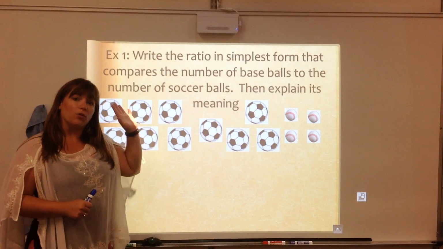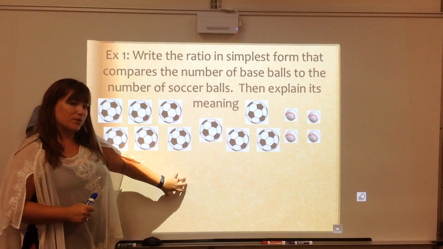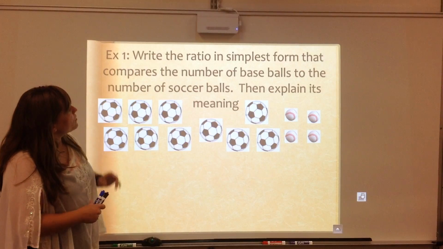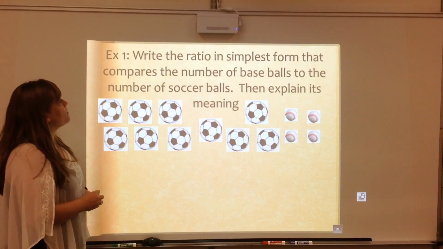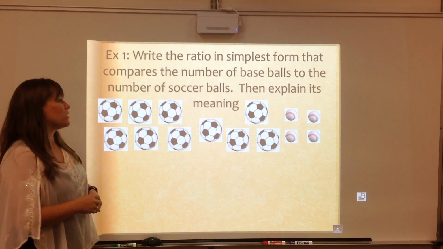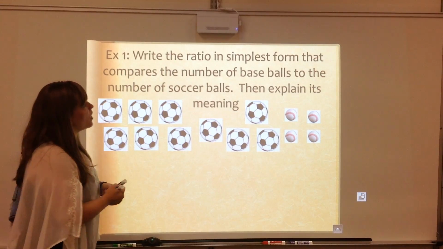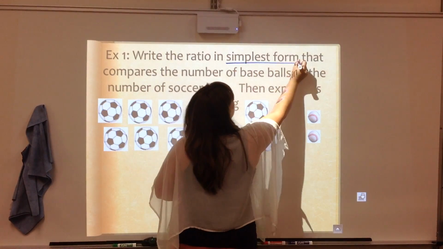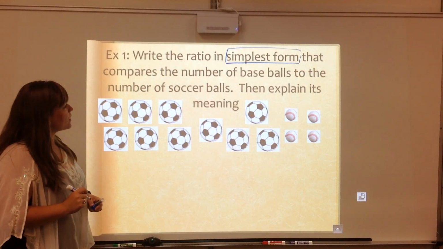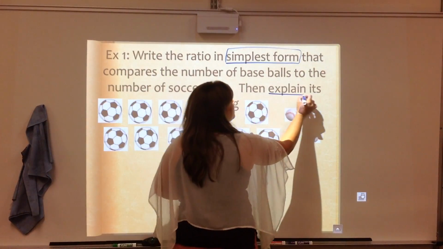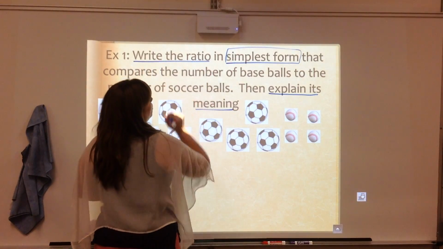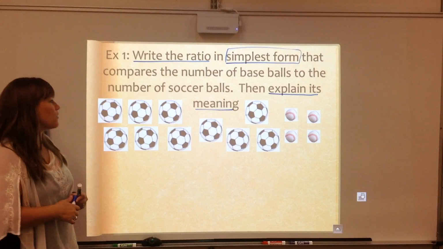So example 1, you don't have to write all this down. Anything I write underneath here, you can write along the right-hand side. Write the ratio in simplest form that compares the number of baseballs to the number of soccer balls, then explain its meaning. So let's mark up. This is important to note. Simplest form. We'll talk about that in a second. And then we do have to explain its meaning and write the ratio. That's our task or our question.